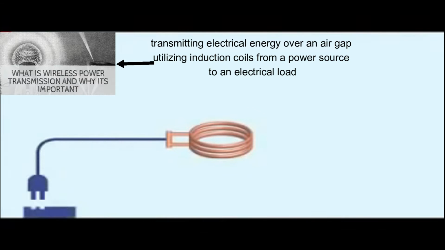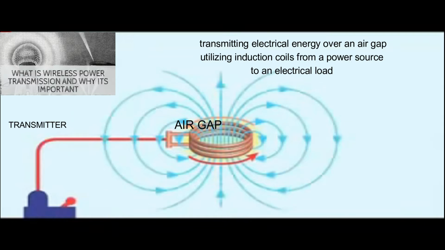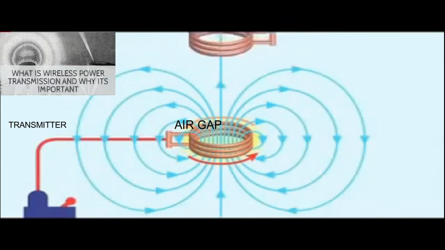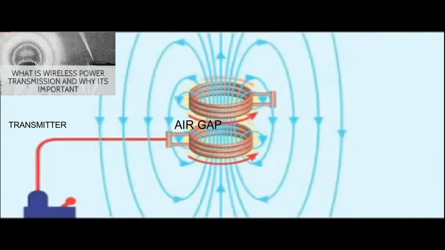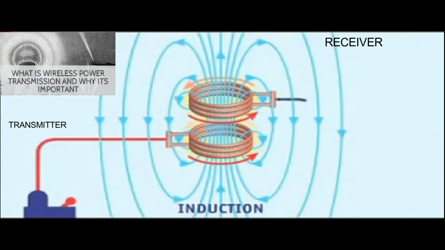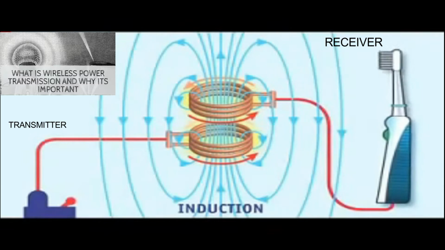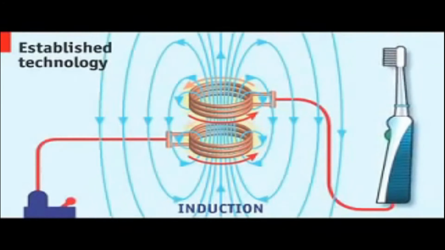Wireless power transmission is the method of transmitting electrical energy over an air gap, utilizing induction coils, from a power source to an electrical load. These coils generate an electromagnetic field that transmits energy over a short separation from a charging base station, as a transmitter, to a coil on a portable device, as a receiver. The receiver coil turns the electromagnetic field's energy into electrical energy.